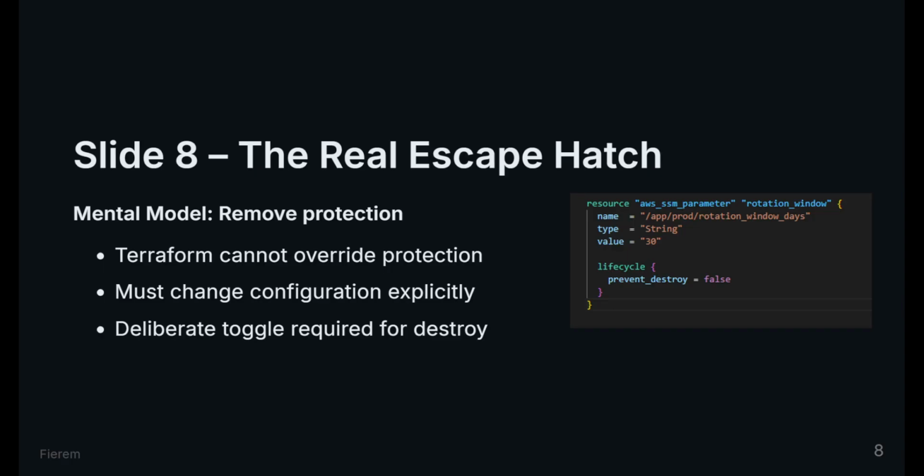Terraform cannot destroy a protected resource unless you change the configuration that enforces the protection. The practical workflow is to temporarily set prevent_destroy equals false, apply the destroy, then restore the protection for future plans.